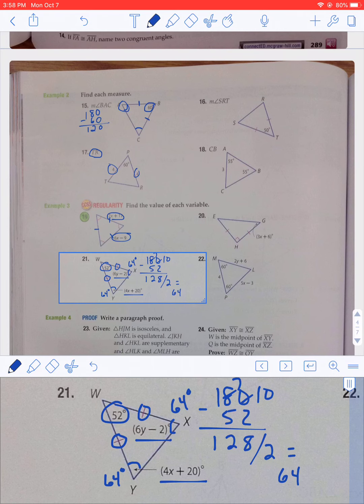So therefore, we can set 4x plus 20 equal to 64 and solve for x, and then set 6y minus 2 equal to 64 and solve for y, okay? So basically we found the angle measures, and that will help us find our x and y. Okay, so there's your hint for that.